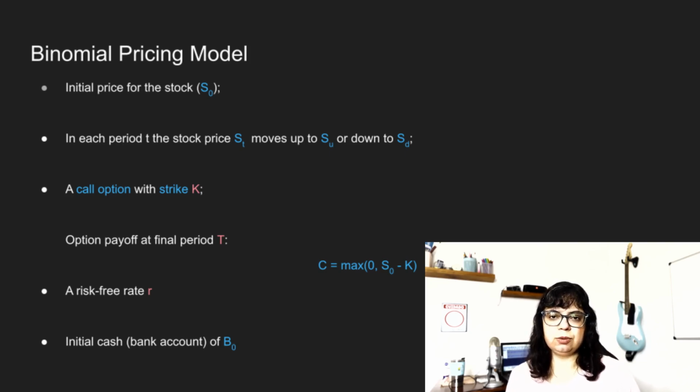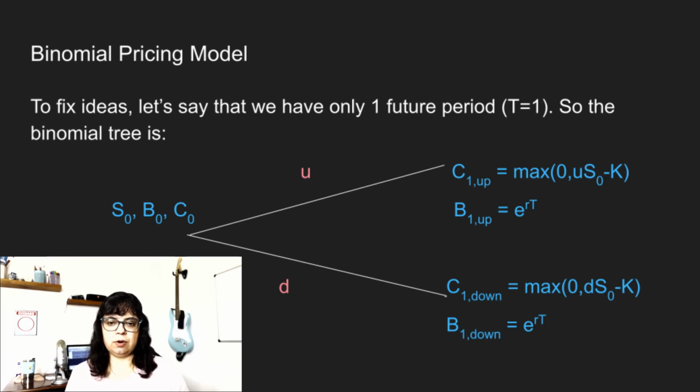We are going to consider that we have an initial cash amount in our bank account, B0. Because of this, we are going to consider a risk-free rate R. So let's move on.